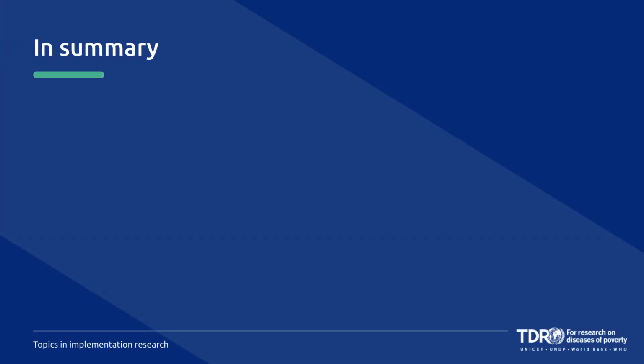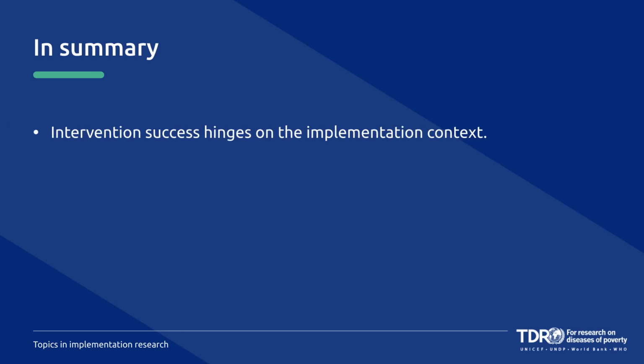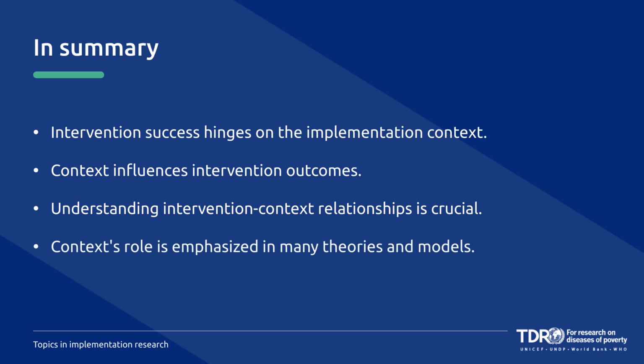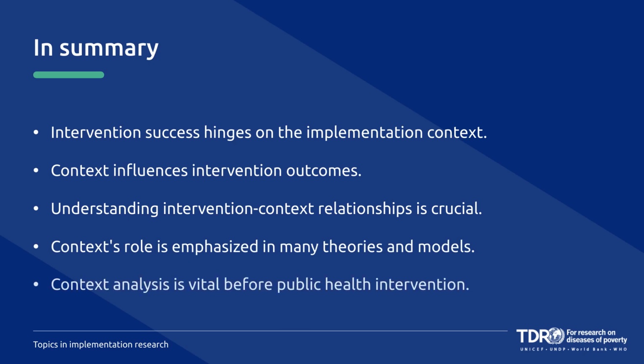To wrap up, let's summarize what we have covered. The effectiveness of complex interventions, as well as their success in reaching relevant populations, is critically influenced by their implementation in a given context. Context includes anything external to the intervention that may act as a barrier or facilitator to its implementation, or its effects. Understanding the relationship between interventions and contexts is critical to understanding implementation success and failure. Relevance of context in implementation is reflected in the numerous theories, frameworks, and models. It is important to analyze the context before implementing any public health intervention in the community.